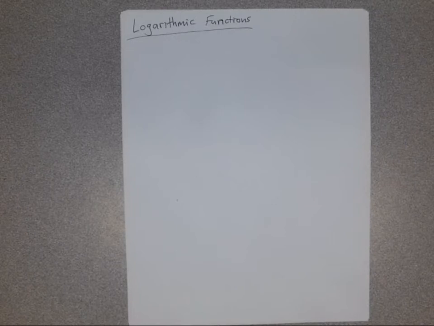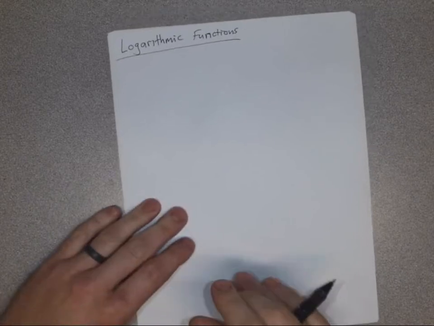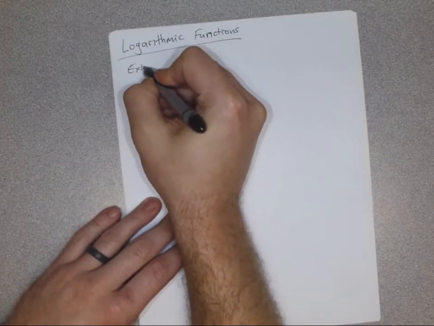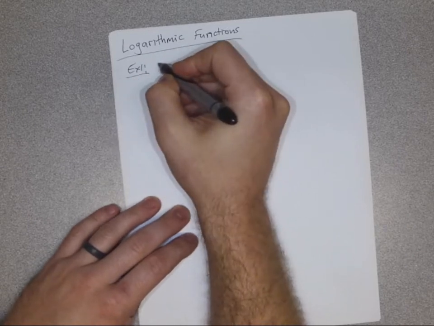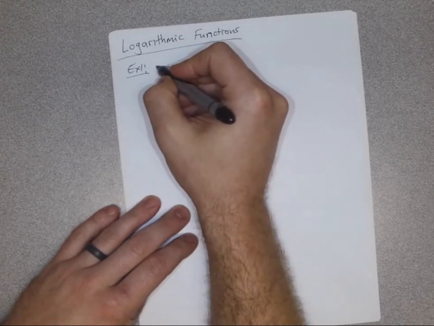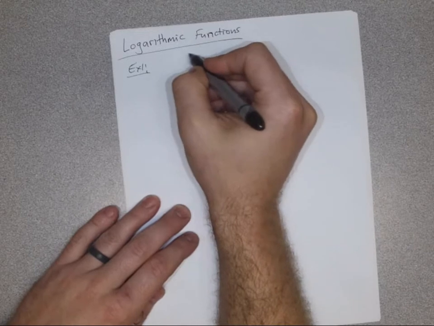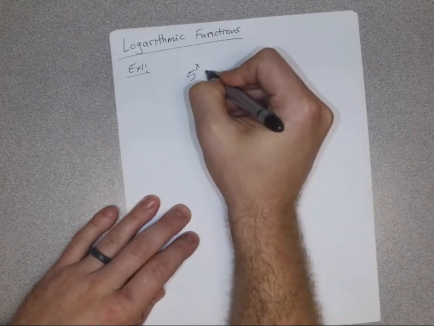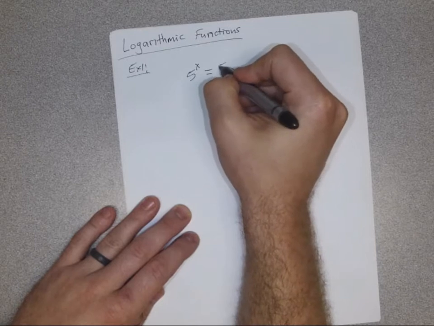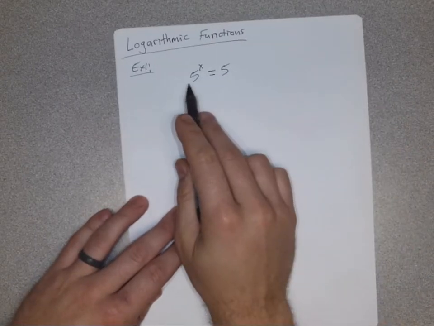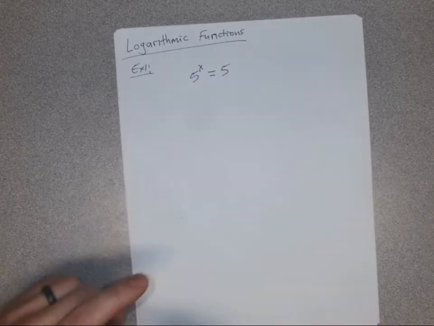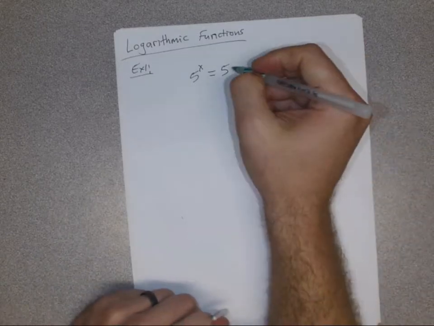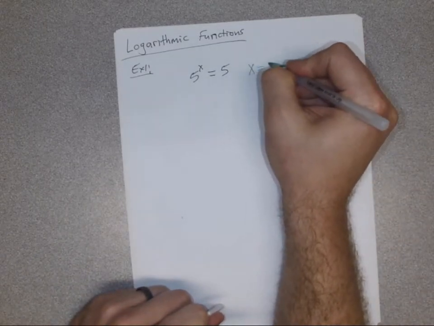So let's just start out with something like this. Let's just call it example 1. I want to know what 5 to the x power is equal to 5. I want to know what x value will give me 5. And most of you can tell me that. That would mean that x is equal to 1.